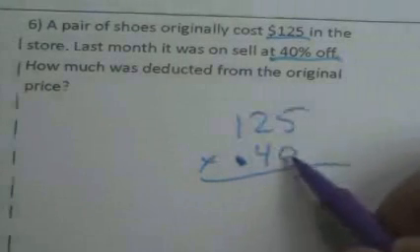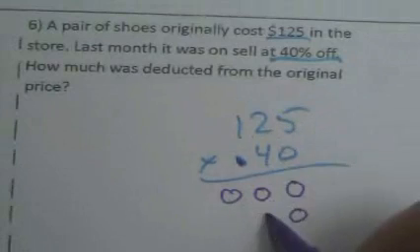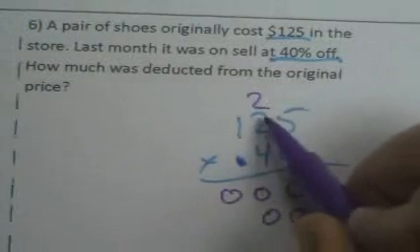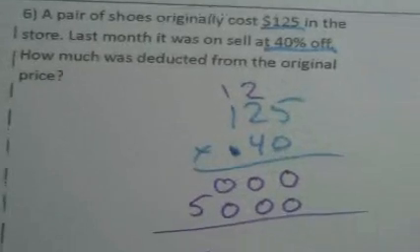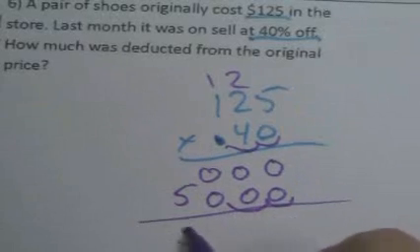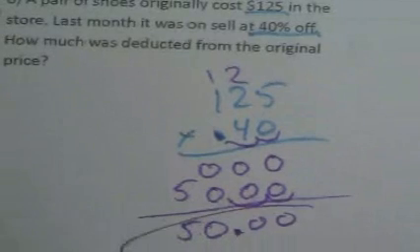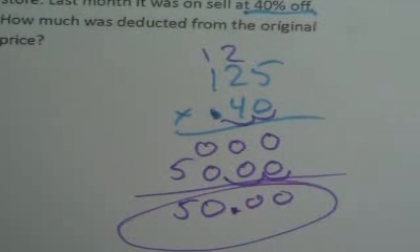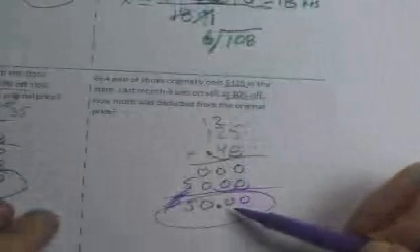So you can probably do this quicker than I can. Don't forget to move the decimal over 2 spaces. So it looks like 40% is $50. So how much was deducted? $50.